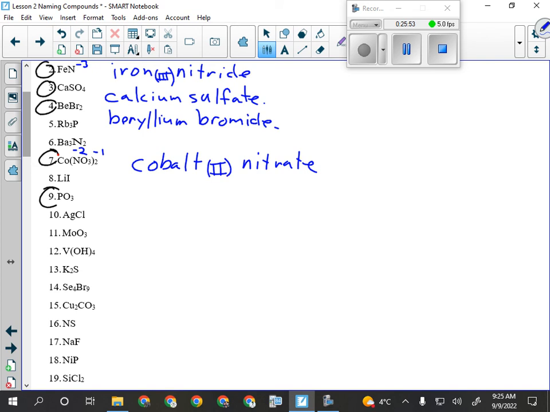All right, and the last one, I've got phosphorus and oxygen, okay? That's a molecular compound, so it's just going to be phosphorus with no prefix because there's no number beside it, okay? Trioxide.